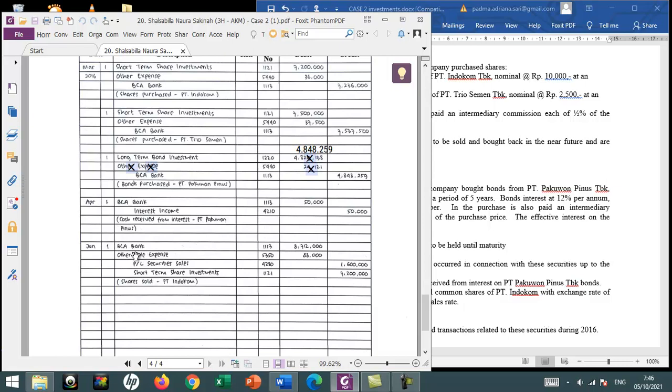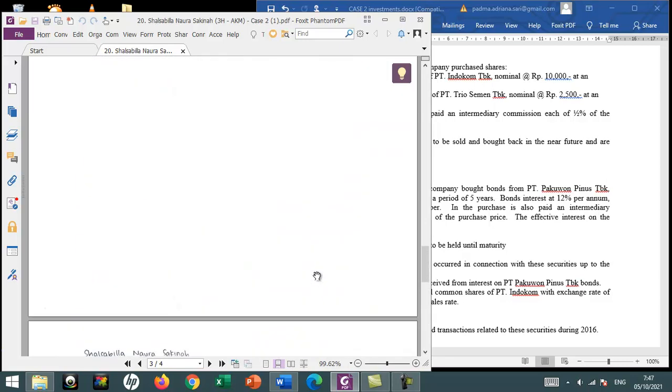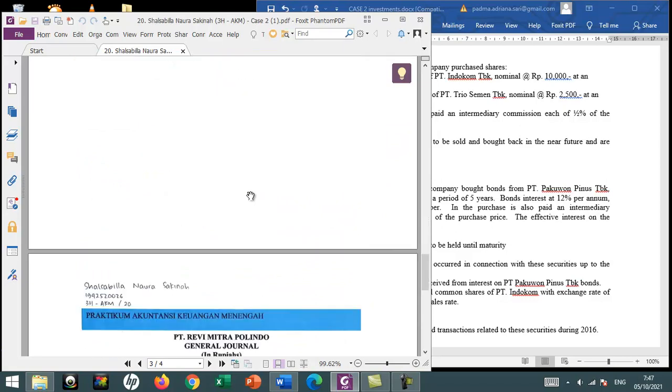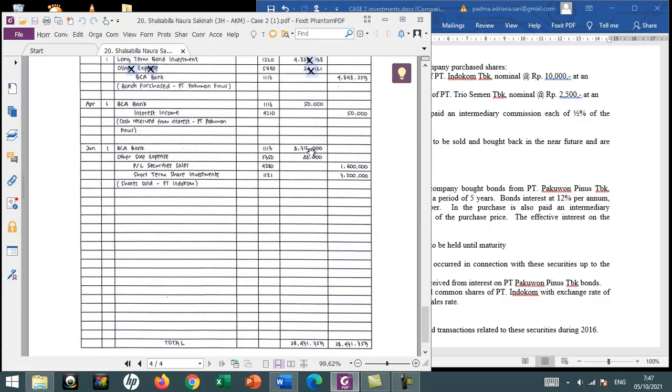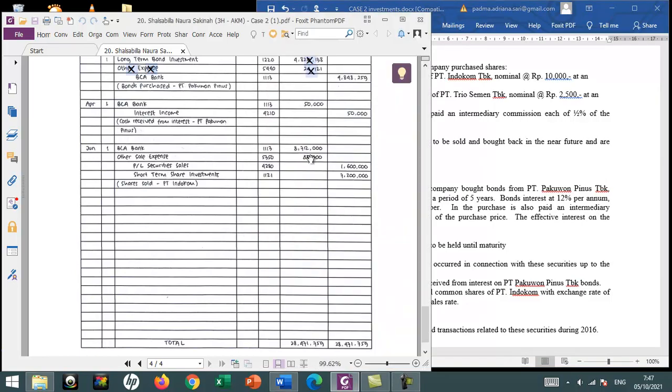And then the debit is the company received money because of the sales of their investment for 8 million. Okay, yes, this is correct, 8,700,000. And this is the sales expense. 1% is 88,000, and then the profit is 1,600,000. Okay.